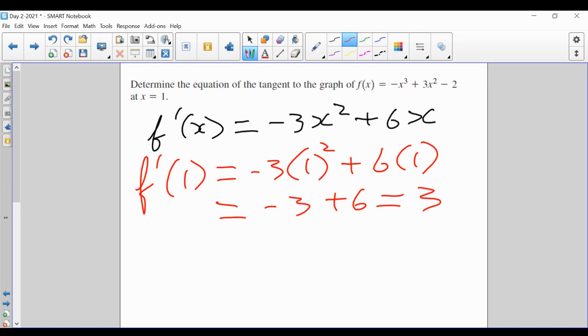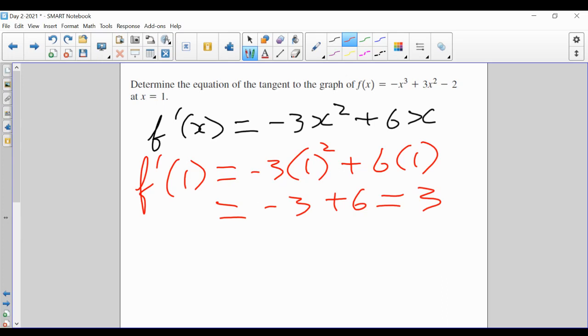But what else do I need? Because I'm not just trying to find the slope of the tangent. I want the equation of the tangent. I want the whole thing. I need to find the actual equation of this line. It's a straight line, so it's y equals mx plus b. Find a point and use it in y equals mx plus b.